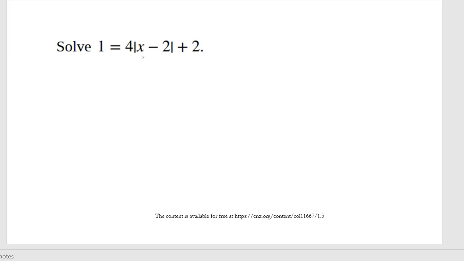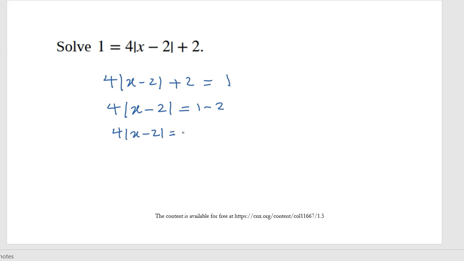Solve 1 is equal to 4 absolute value of x minus 2 plus 2. So 4 absolute value of x minus 2 plus 2 is equal to 1. Then 4 absolute value of x minus 2 is equal to 1 minus 2. So 4 absolute value of x minus 2 is equal to negative 1. So absolute value of x minus 2 is equal to negative 1 over 4. Because absolute value is equal to a negative number, there is no solution.